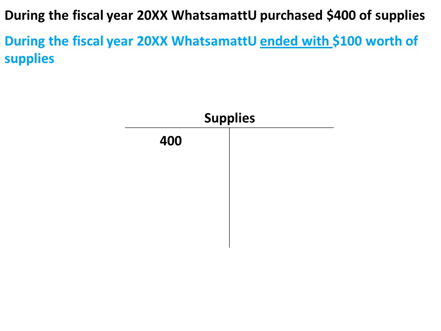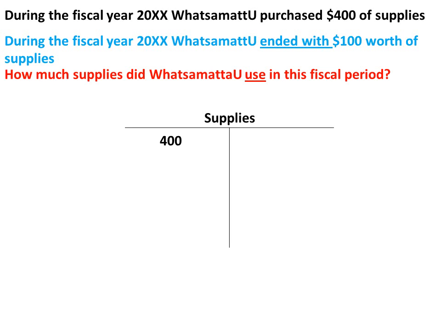So what we have to ask ourselves is, how much supplies did what's the matter you use in the fiscal period? Well, if we purchased 400 and we ended with 100, by simple math, we used 300. So that used part is what we're going to record in our adjustments. We need to make that adjustment and show that we had that $300 worth of supplies expense.